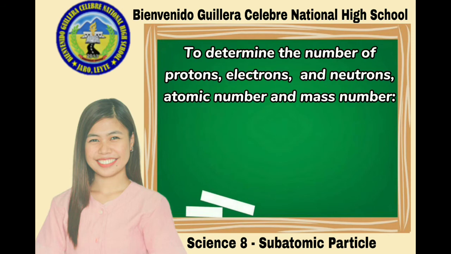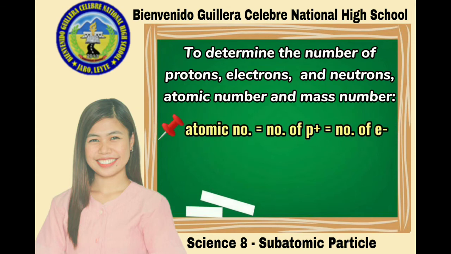To determine the number of protons, electrons, and neutrons, atomic number and mass number, we will just use this formula. Atomic number is equal to the number of protons, and it is also equal to the number of electrons. Therefore, if we have the atomic number, we can also get the number of protons and the number of electrons.